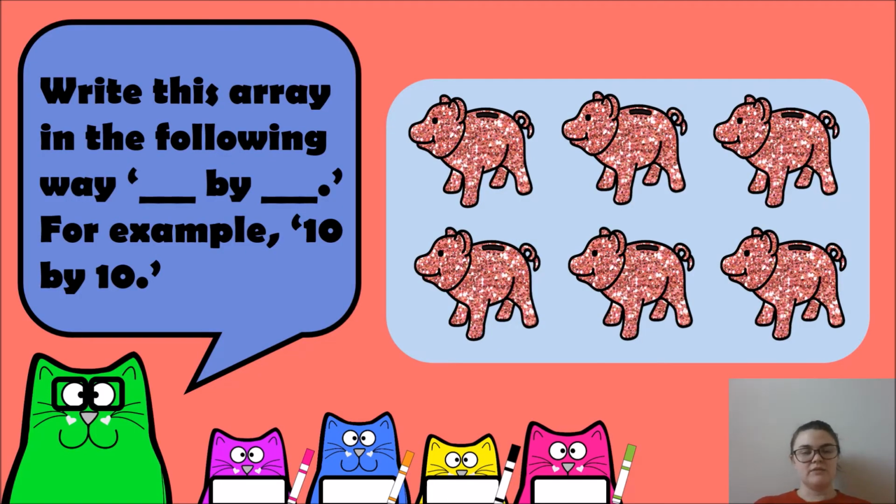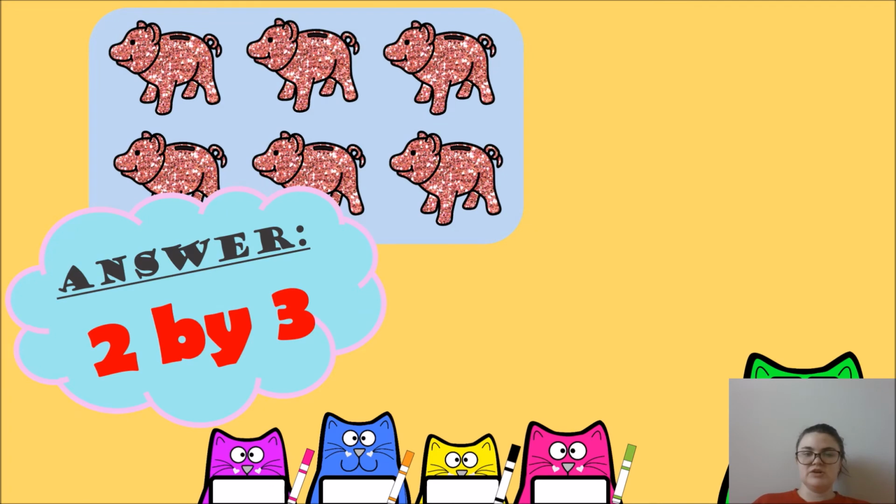Write this array in the following way: blank by blank. For example, 10 by 10. So look at your piggy banks here and then write it down as blank by blank. You can do that now quickly on your paper. The answer is 2 by 3. Is that what you got?